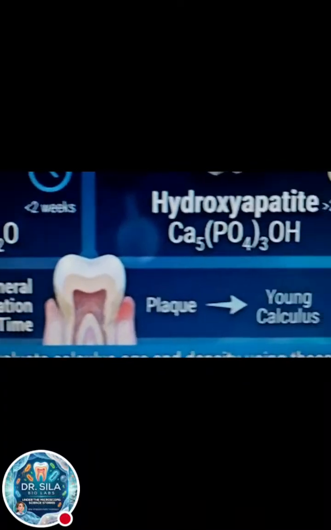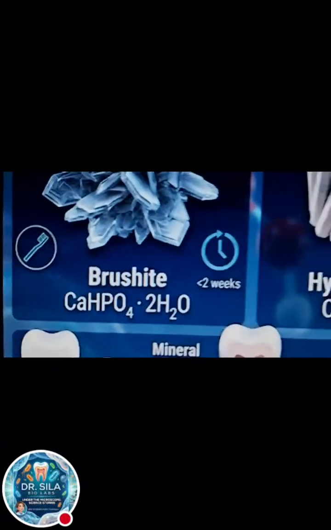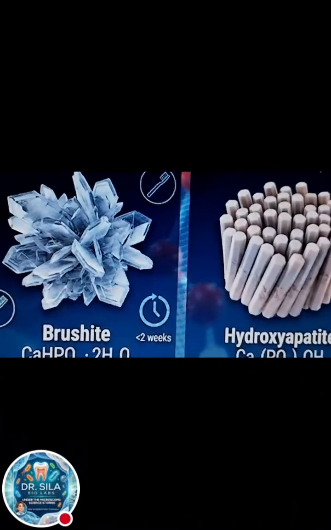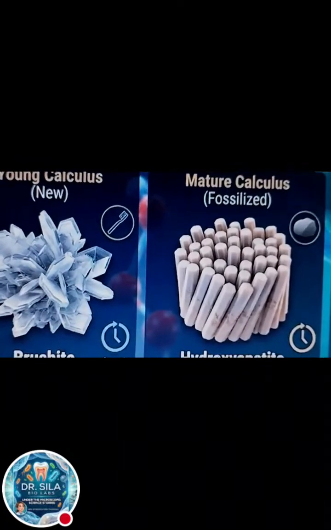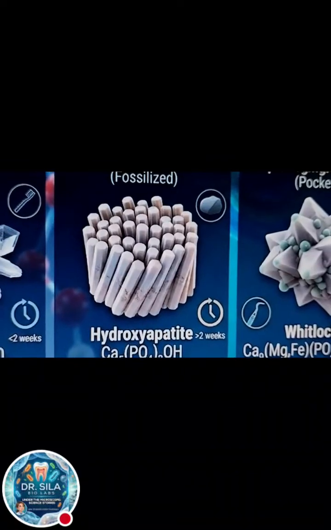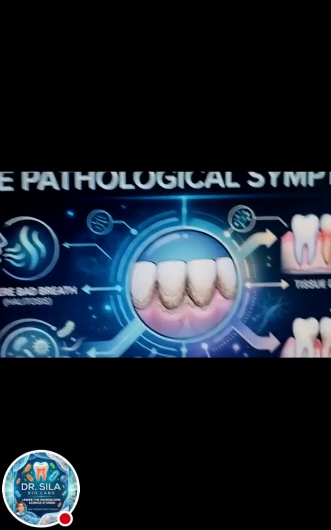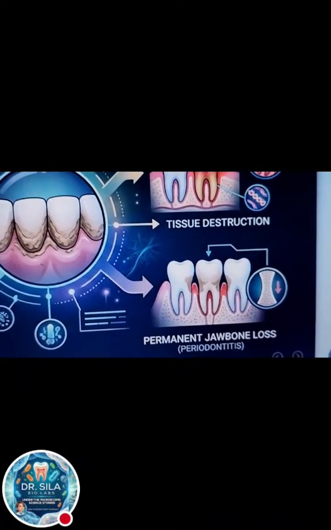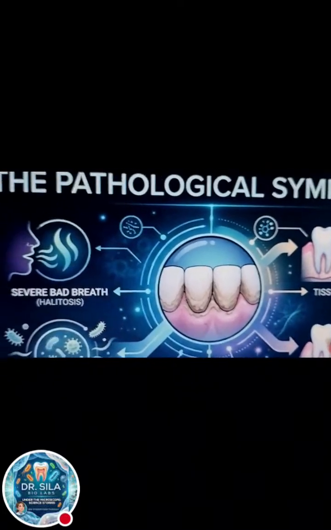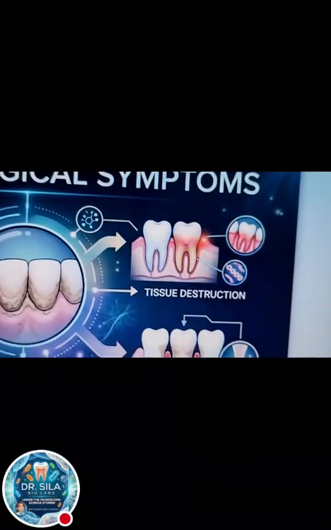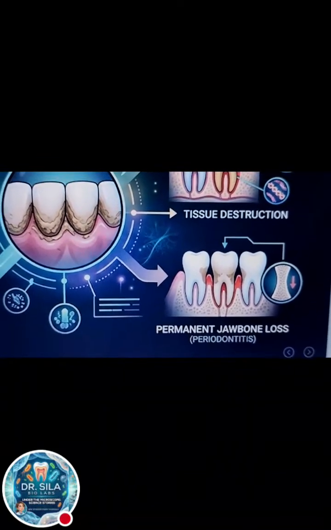Mineral transformation over time: plaque, young calculus, mature, and deep calculus. Clinicians evaluate the calculus age and density using these phases to guide periodontal treatment. The pathological symptoms: bad breath, tooth tissue destruction, and permanent jawbone loss.